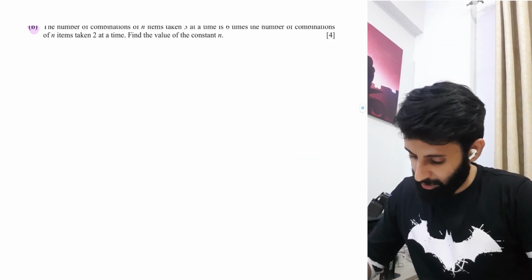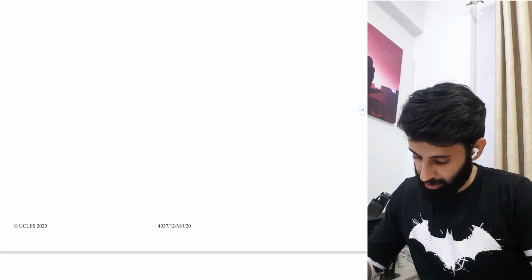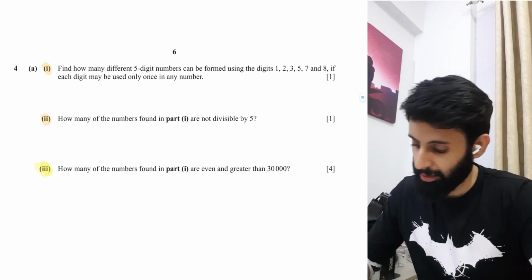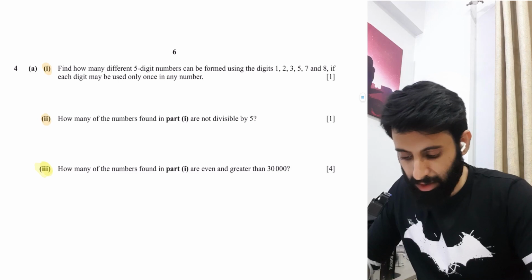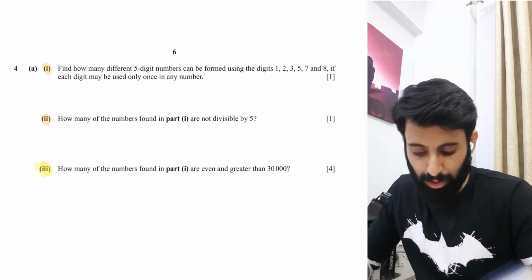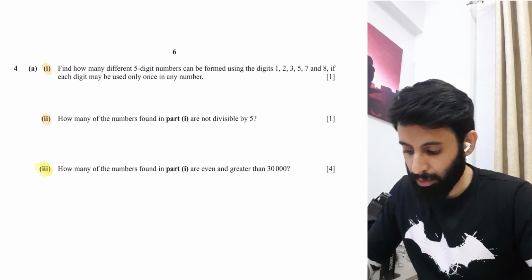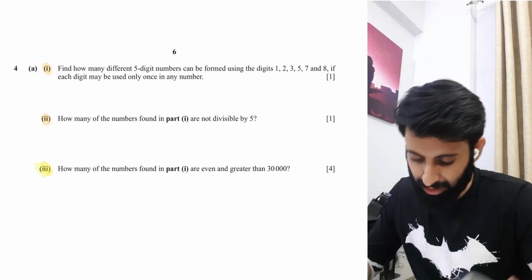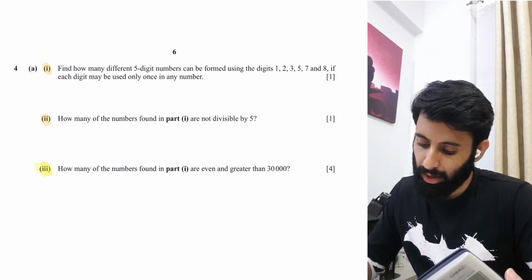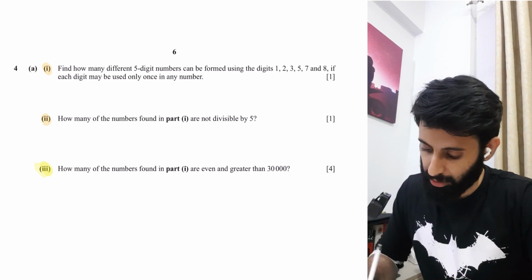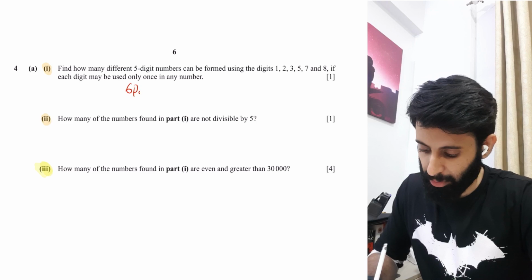Then we move on to another question, which is question number 4, and this is from May June 2020, paper 1, variant 2. Let's see what it says. It says find how many different 5-digit numbers can be formed using the digits 1, 2, 3, 5, 7, and 8 if each digit may be used only once in any number. So you have 6 digits to choose from and arrange, and you're making 5-digit numbers. That's a no-brainer, 6P5.